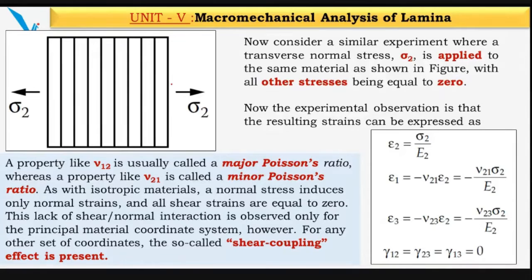Now taking the second case, when we apply the force in one direction, the second direction. In this case, σ_2 is not equal to 0, but σ_1, σ_3 and all other shear components will be equal to 0. Sigma 2 is applied to the same material with the other stresses being equal to 0.